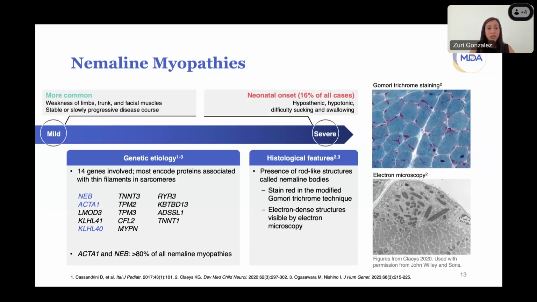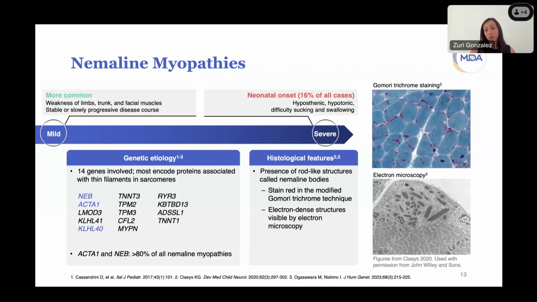When we think about the genes that are associated with nemaline myopathies, there are up to 14 genes involved. And most of these genes are the ones that encode proteins associated with thin filaments in the sarcomeres. ACTA1 and nebulin will give more than 80% of all the cases of nemaline myopathies. We're also highlighting here mutations in the KLHL40 gene. We're going to be talking a little bit about what makes this type of myopathy a little bit different.